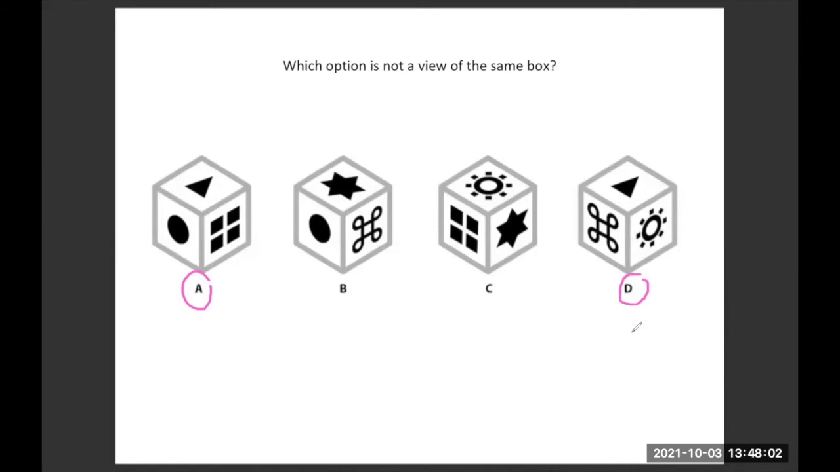Maybe because they are the front and rear view of the same side. It is the front and the rear view. So the shape of the triangle will remain the same in the front and rear view.